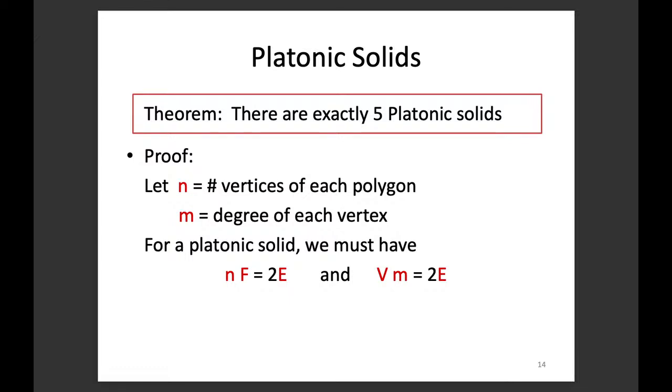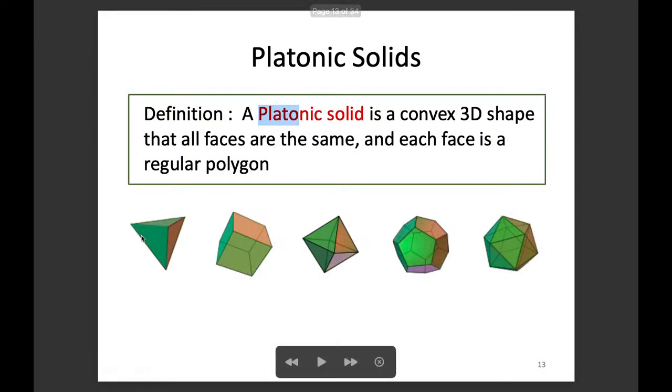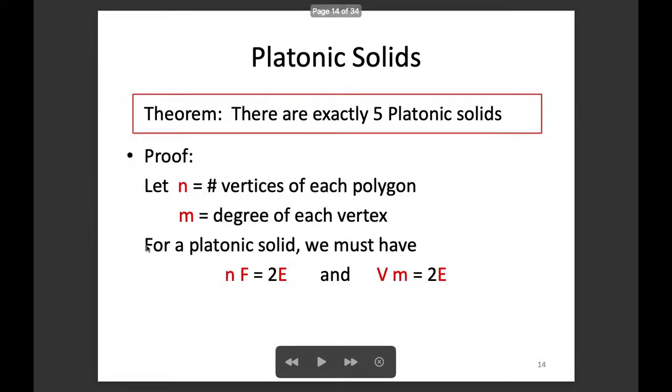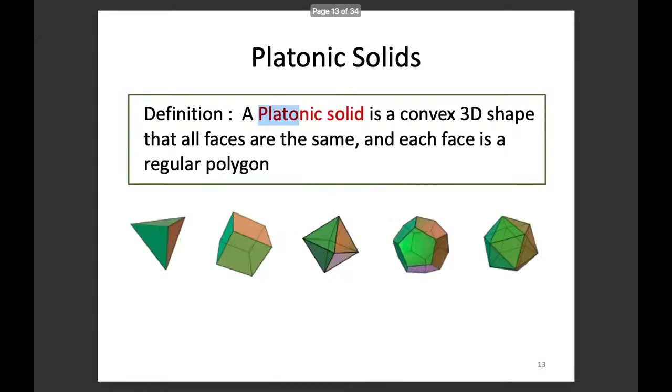Each of these 3D shapes is formed by regular polygons. So let us use n and m to specify the behavior of this polygon. n is the number of vertices of this polygon, which is also equal to the number of sides of this polygon. So for this case, it is 3. For this case, it is a square, so it is 4. For this case, it is 5.